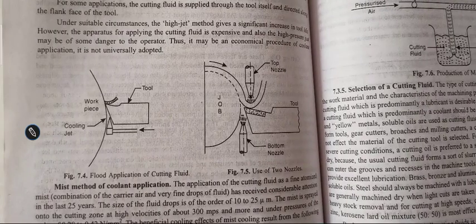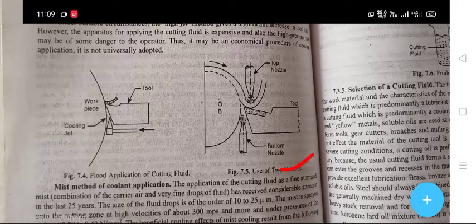There is a figure that shows figure 7.4, fluid application for the cutting fluid, and there were tool, workpiece, cooling jet, and two nozzles used, and there were job, top nozzle, and bottom nozzle in the figure, and there was tool position.